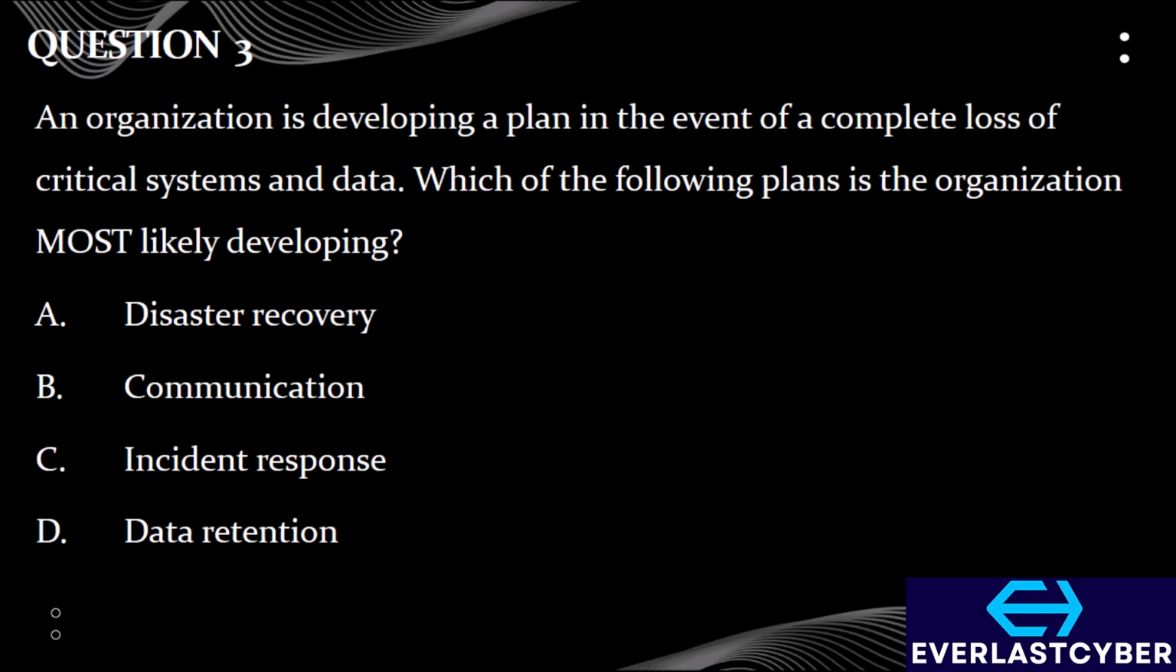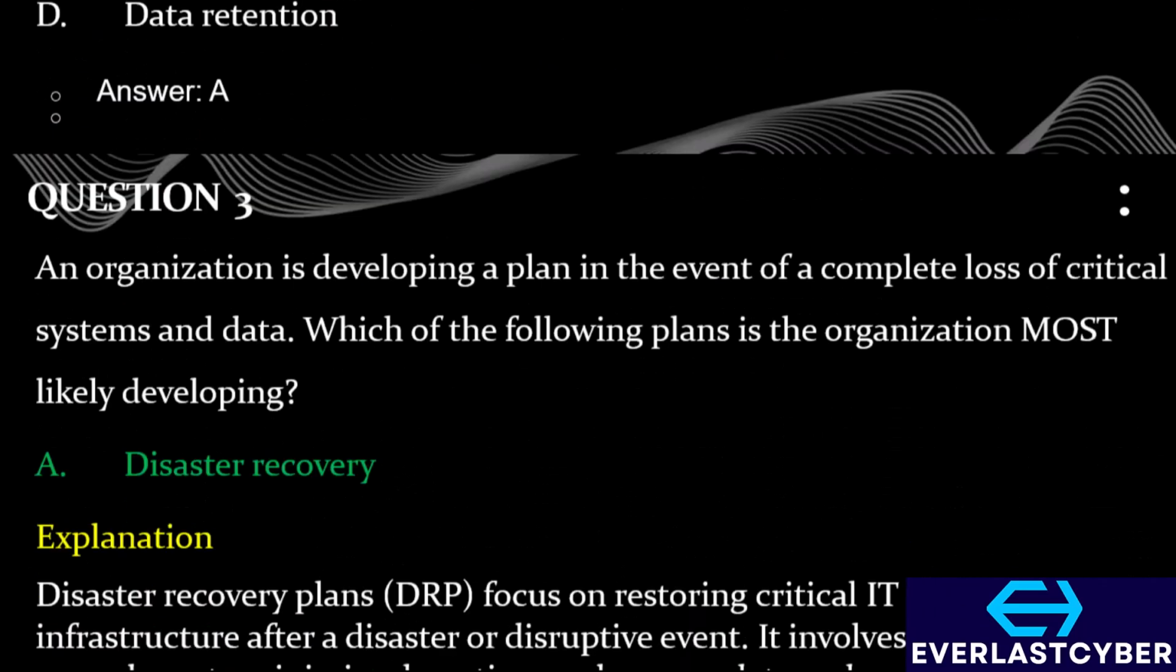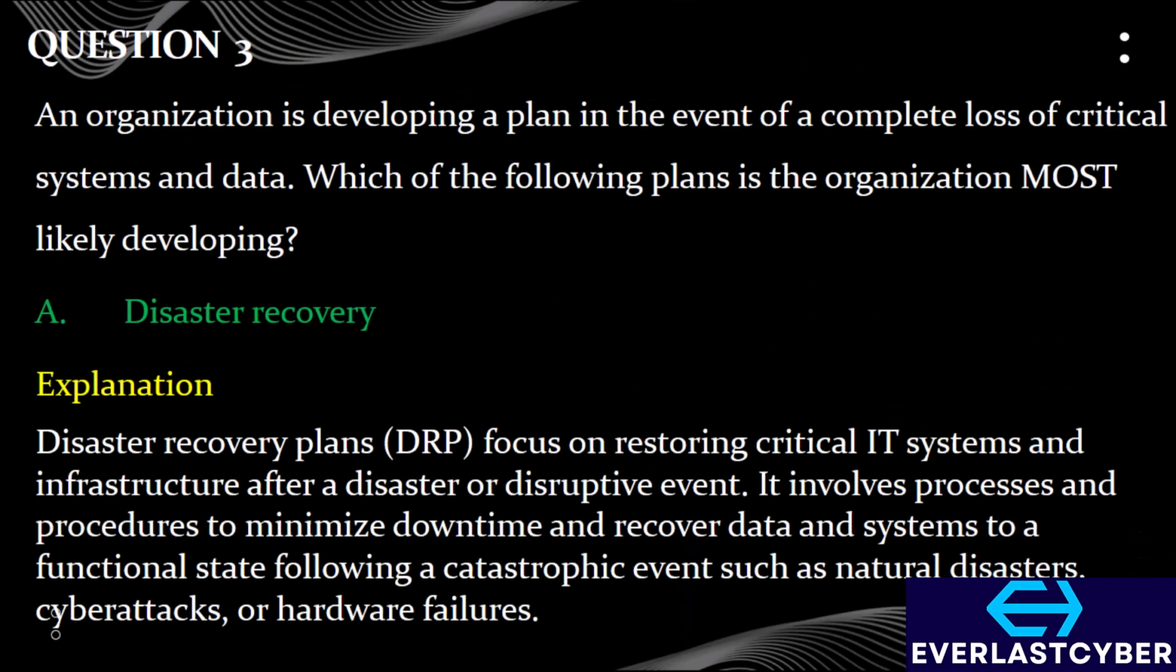So based on this question, the plan that the organization is most likely developing is the disaster recovery plan, option A. It focuses on restoring critical IT systems and infrastructure after a disruptive event has occurred. It involves processes and procedures that will minimize the downtime as well as recover data and systems to a functioning state after a catastrophic event like a natural disaster, hardware failures, or a cyber attack.